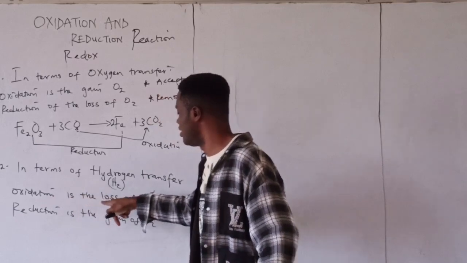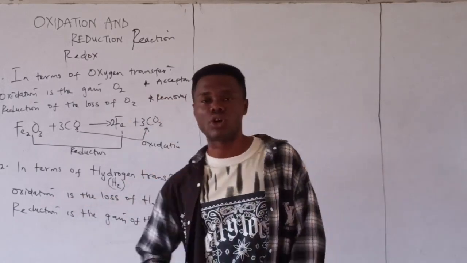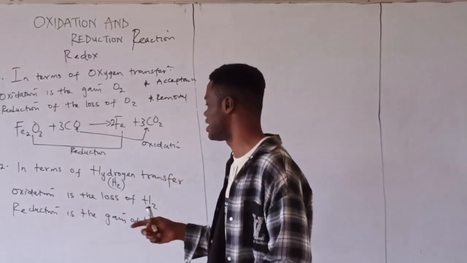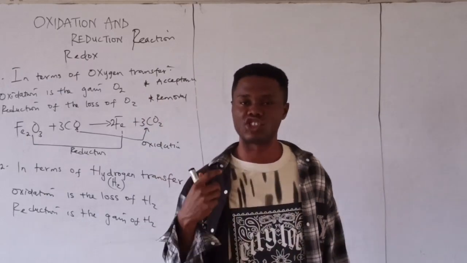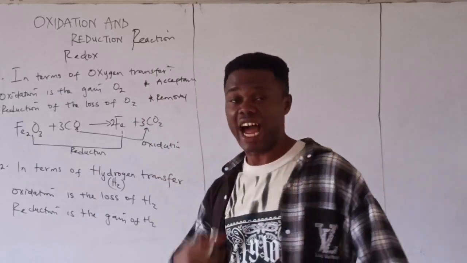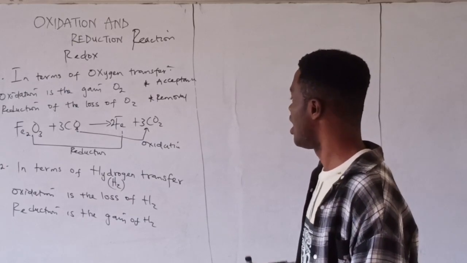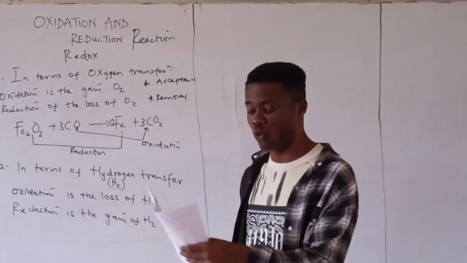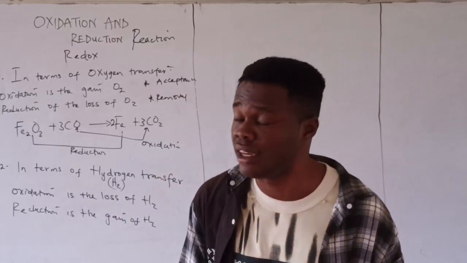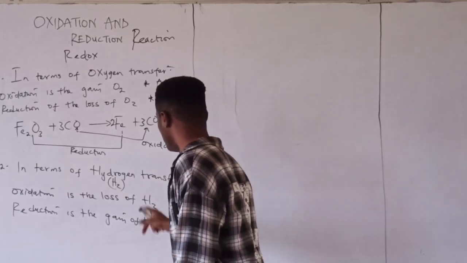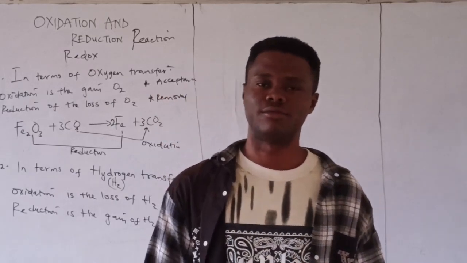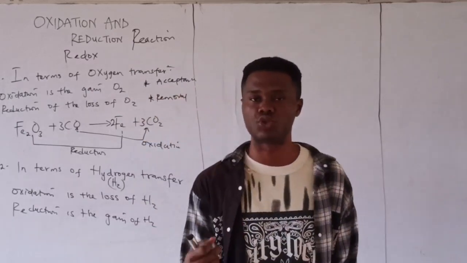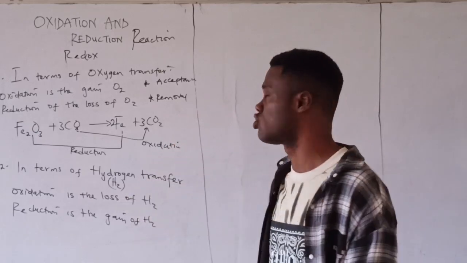So oxidation is simply the loss. When a substance loses hydrogen, that substance automatically has been oxidized. And when a substance gains hydrogen, that substance of course has been reduced. Alright? Now we are going to use a simple example to explain the reaction that occurs when hydrogen transfer is involved. A favorite reaction used to explain this step is the reaction between hydrogen sulfide and chlorine.